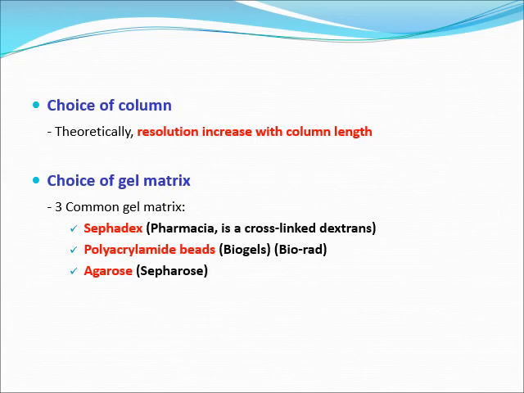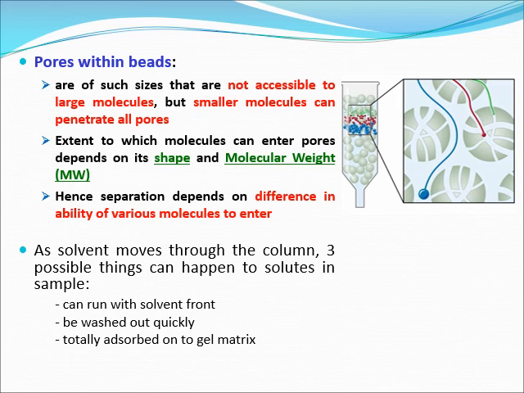Theoretically, resolution will increase with the column length, so column length also influences the resolution of your sample. The types of gel matrix in the column are Sephadex, polyacrylamide beads, and also agarose. Each bead has pores, whichever you choose, Sephadex or polyacrylamide. Usually when you use this type of chromatography, the mobile phase will be the buffer and the stationary phase will be the beads.